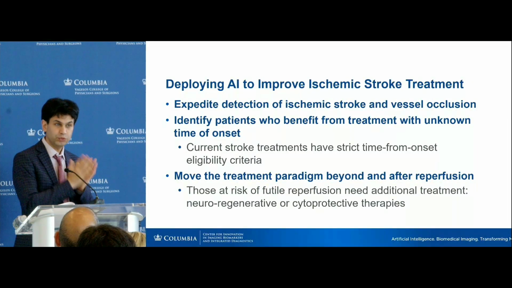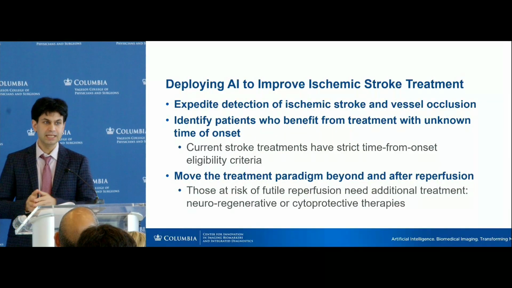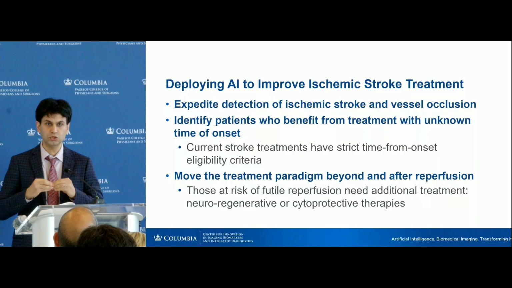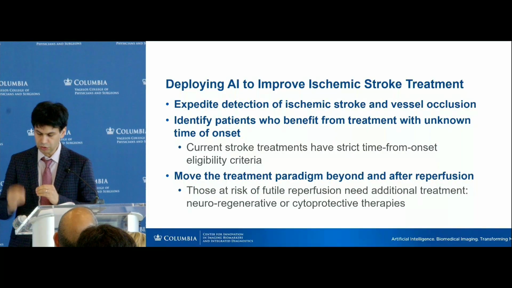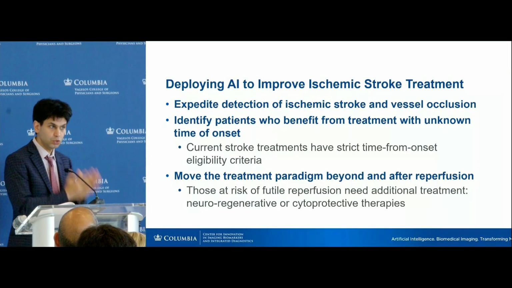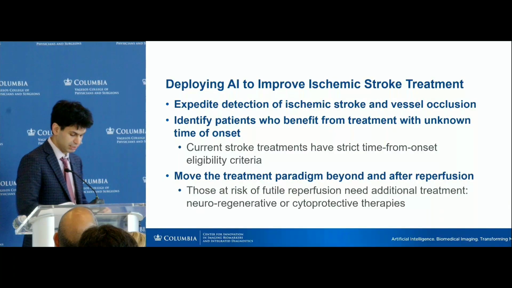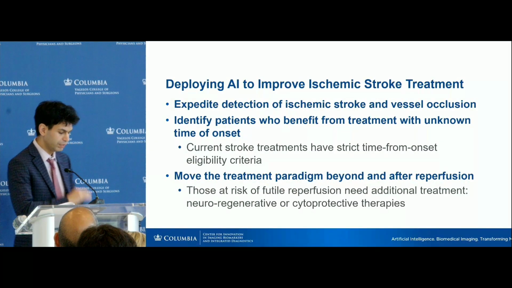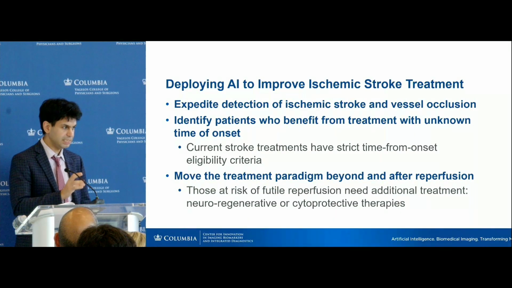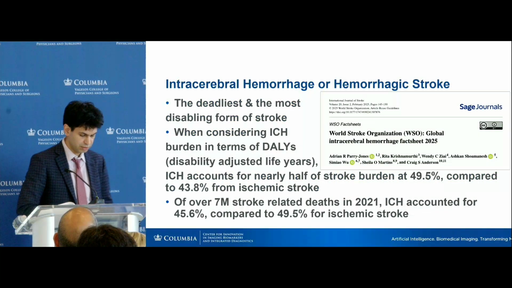But we know that there are still these futile reperfusions. And that is really where the treatment should go. So that is what is important for us, to understand, okay, we know that we're going to open that occlusion. What's going to happen next? And if we know already that although we open this, there is a good chance that this patient will have a worse outcome, those are the patients who will need to go for the next step for neuroprotective, neuroregenerative intervention.